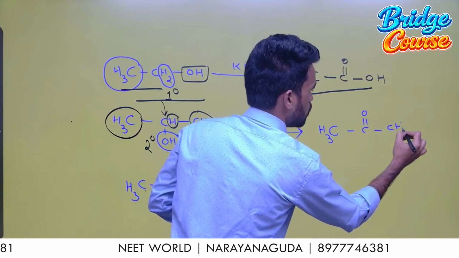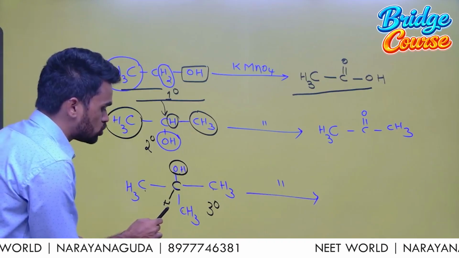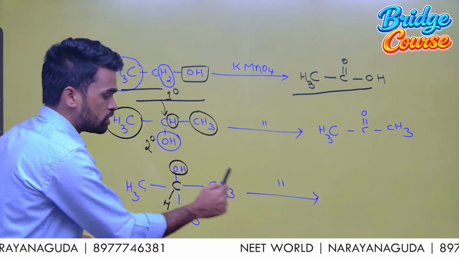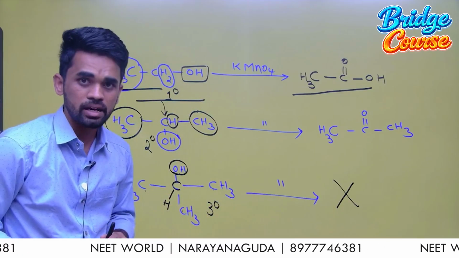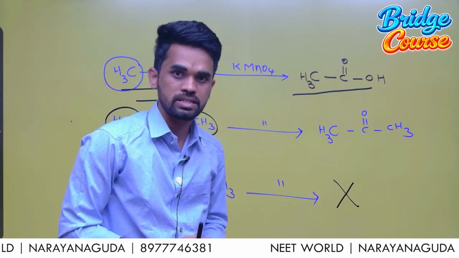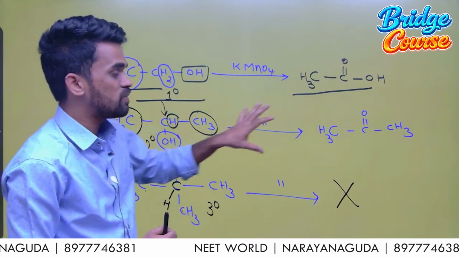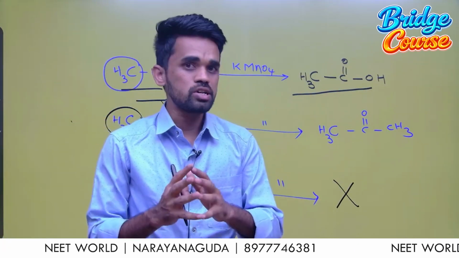CH3COCH3. So in case of tertiary alcohol, there is no directly attached hydrogen to get oxidized. Therefore, in tertiary alcohol case, there is no reaction. I hope it is clear that in case of primary alcohol, the product formed will be carboxylic acids. In secondary alcohols, it will be ketones. Tertiary alcohols, no reaction. I hope the concept is clear.